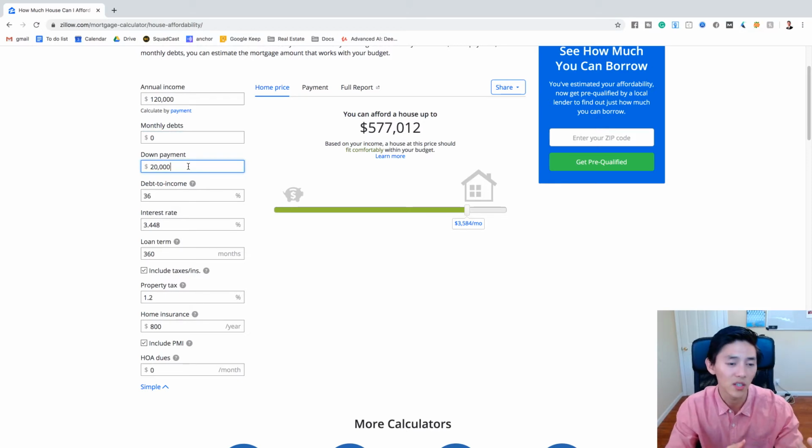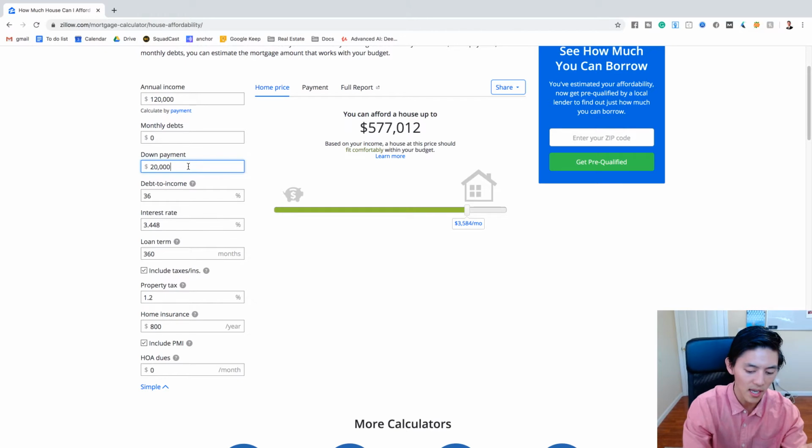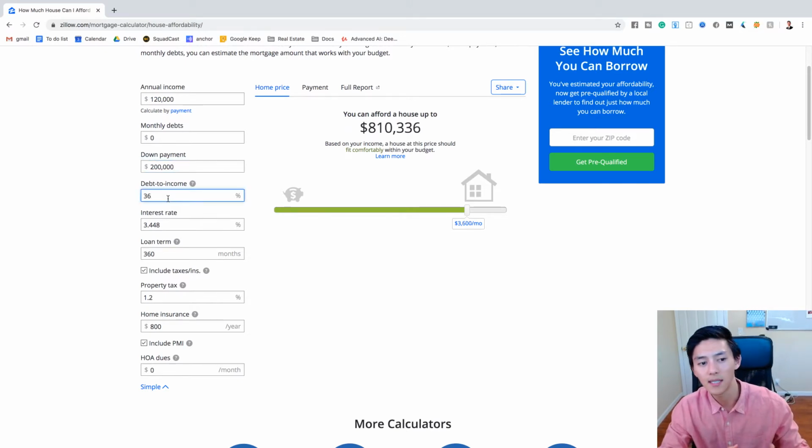Down payment is pretty self-explanatory. How much money do you have to put down on this home? Let's just say you have $200,000 to put down on this home. Your debt-to-income ratio is how much debt you have divided by your total gross income.